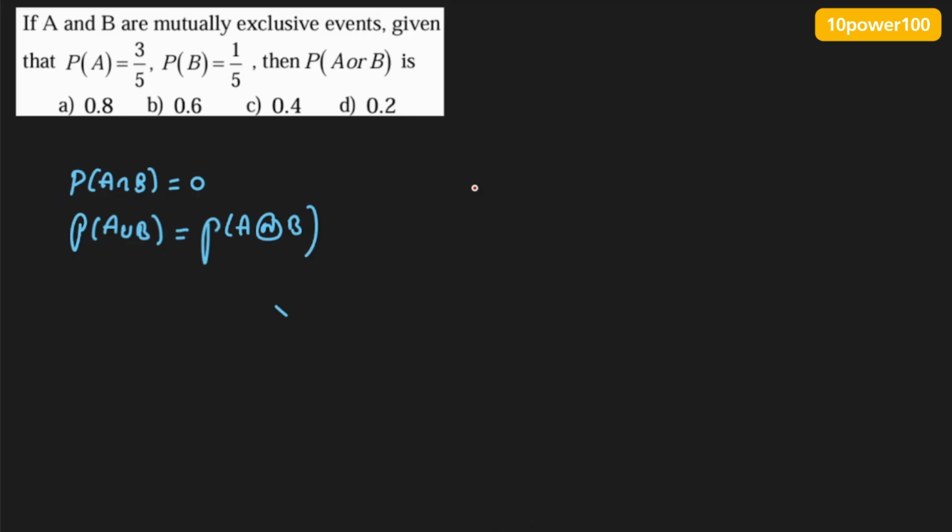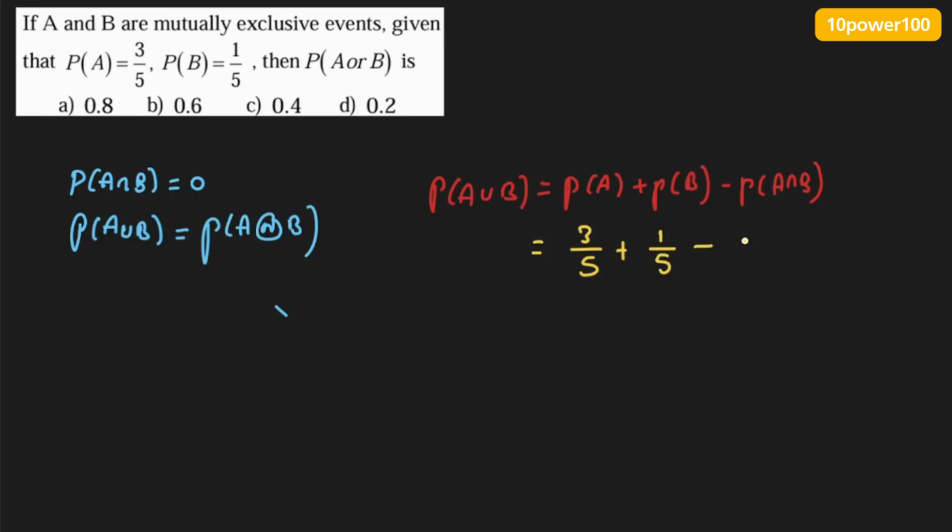So let's see how to calculate this. Once again, we have a formula. P of A union B is equal to P of A plus P of B minus P of A intersection B. Now, if we substitute all of these values, P of A is 3 by 5 plus 1 by 5 minus this, which is 0. So 3 by 5 plus 1 by 5 is 4 by 5.